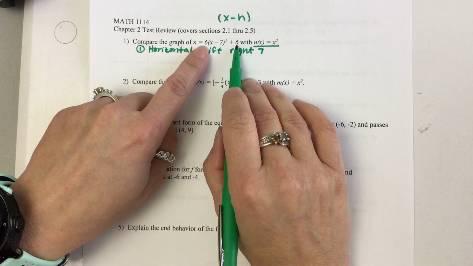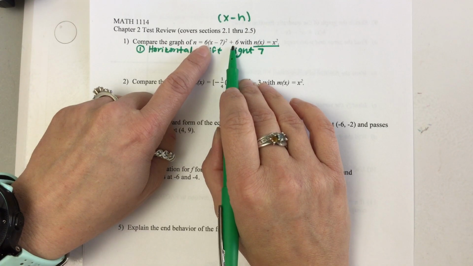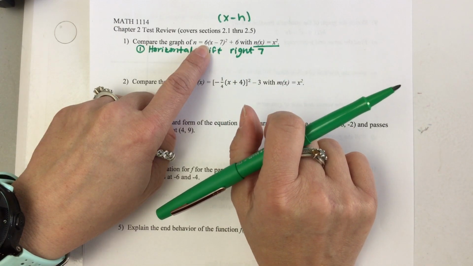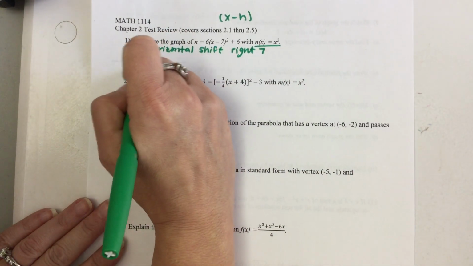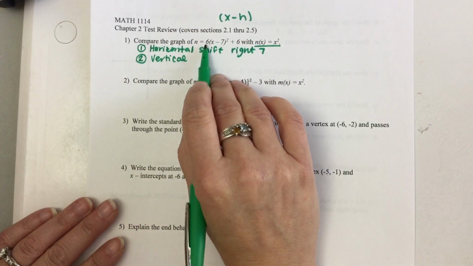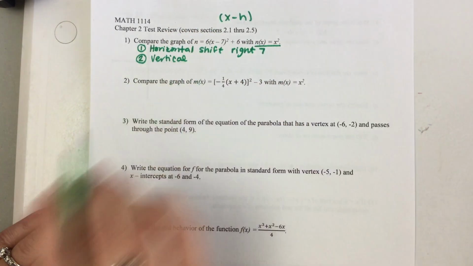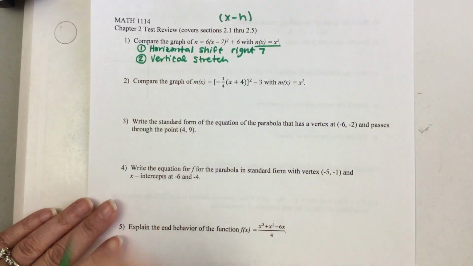Now, the other two changes I see. There's multiplying by a 6 in front and adding a 6 at the end. Order of operations, you multiply first. Anytime you are multiplying, it is a stretch or compression. If it's not in parentheses, it's vertical. So this is a vertical. If I look at the number, it's 6. 6 is larger than 1, so this is a vertical stretch.